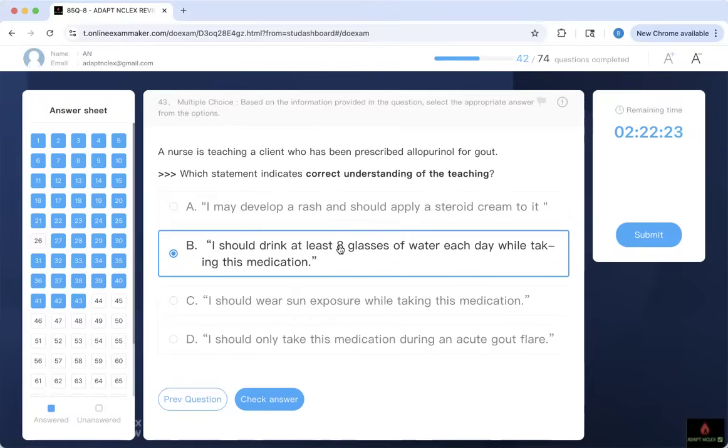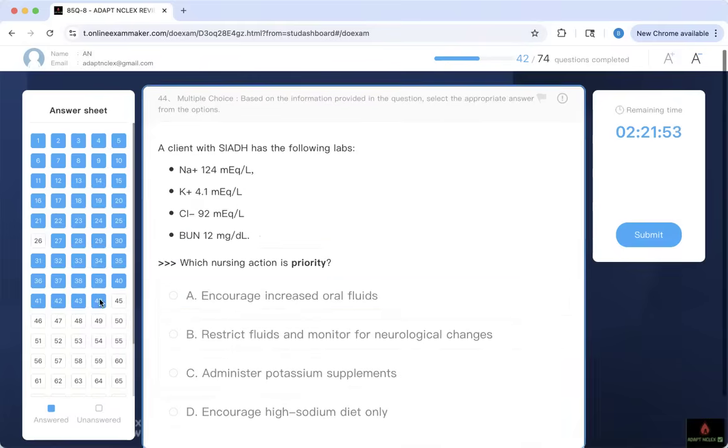Is that good? 8 ounces of water will prevent kidney stone. Is that good? It's a trap. 8 glasses of water, at least. What do you think? I should wear sun exposure when taking this medication. Is that good? I should only take this medication during what? An acute flare. You should not do that. That's your right answer. We prevent kidney stone.